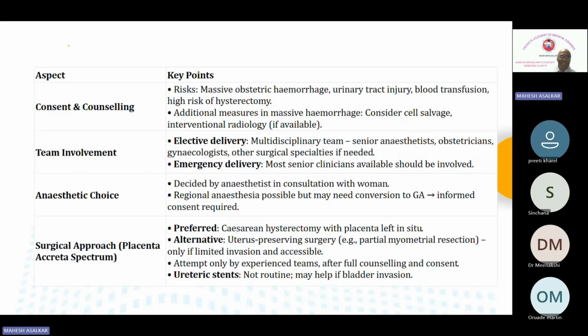Those are the alternatives, like uterus preserving surgery, like partial myometrial resection, only if there is a limited invasion and it is accessible. In that particular case, you can think of uterus preserving surgery, but routinely preferred will be caesarean hysterectomy with placenta left in situ. This uterine preserving surgery needs to be attempted only by experienced teams after full counseling and consent. Ureteric stents are not routinely required, but may help in bladder invasion.